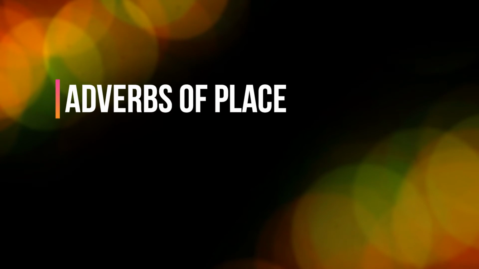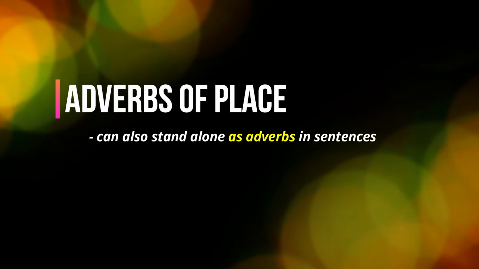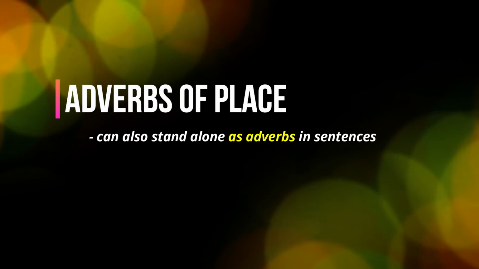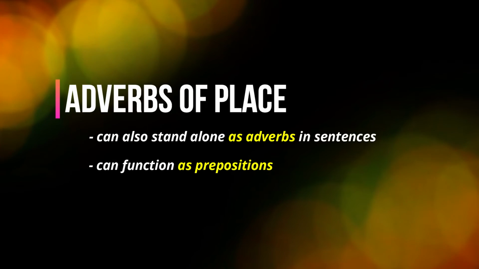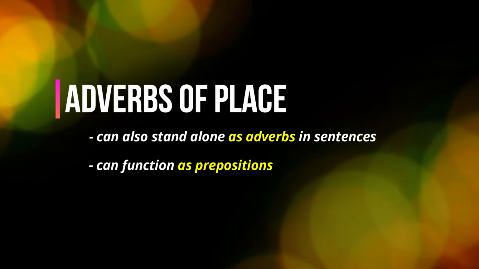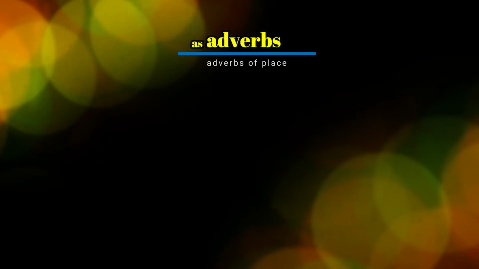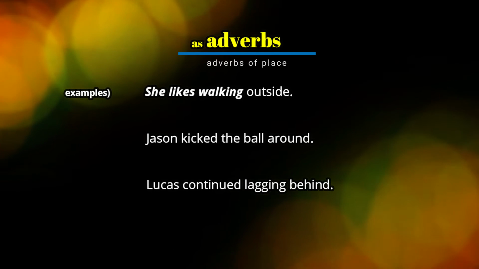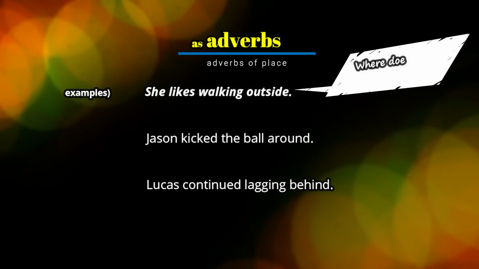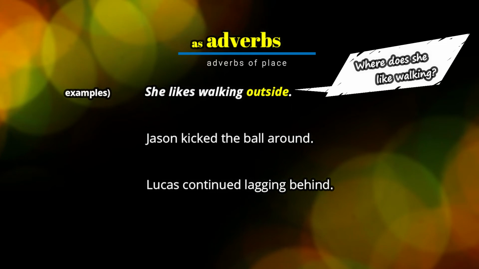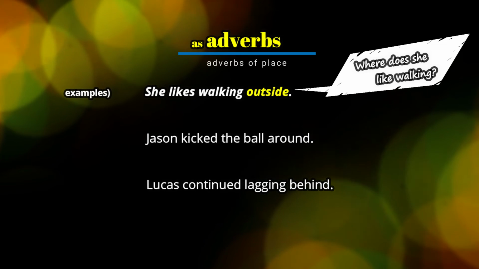Adverbs of place can also stand alone as adverbs in sentences, or they can function as prepositions. Let's take a look at them as adverbs first in our examples. In the first example, she likes walking outside. Where does she like walking? She likes walking outside. It's functioning as an adverb, just an adverb, right?